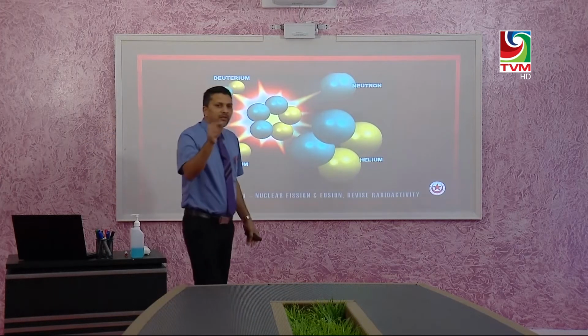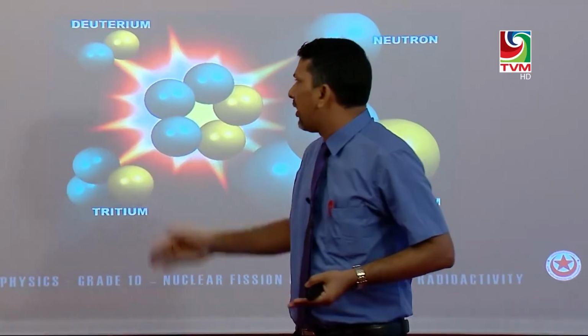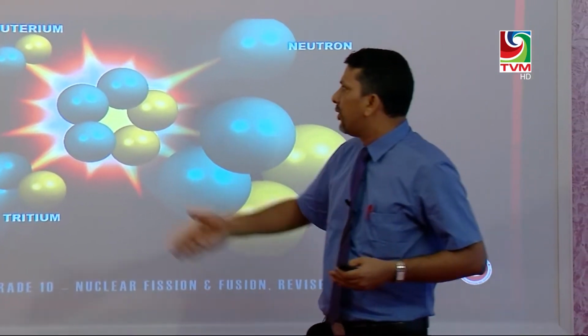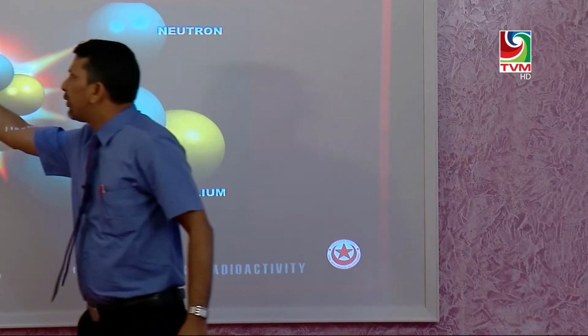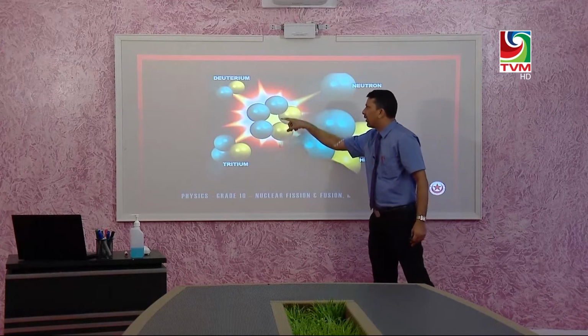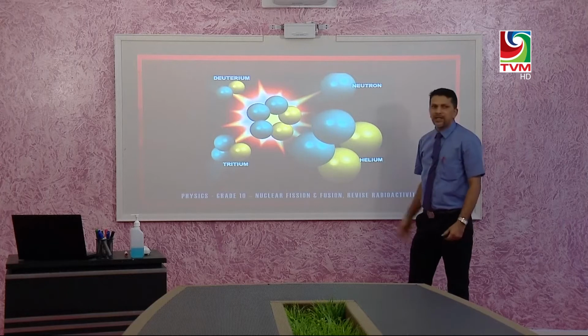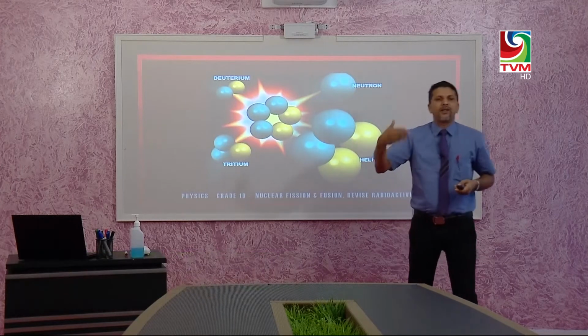And next point, in the sun and stars the nuclear fusion process occurs. In the sun, mainly hydrogen isotopes, that is deuterium and tritium, join together to form a helium nucleus and release neutrons and a huge amount of energy. This process is going on in the sun and stars. Here look, deuterium and tritium. The mass of deuterium is 2 and the mass of tritium is 3, and they join together. Total mass is 5, and it releases one neutron plus helium and a lot of heat energy. This process is going on in the sun and stars.